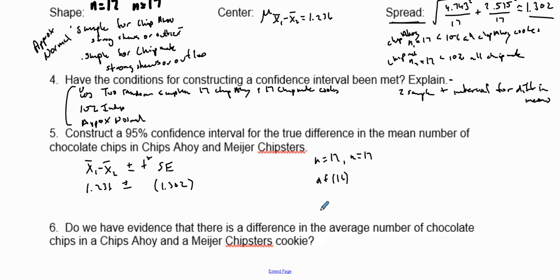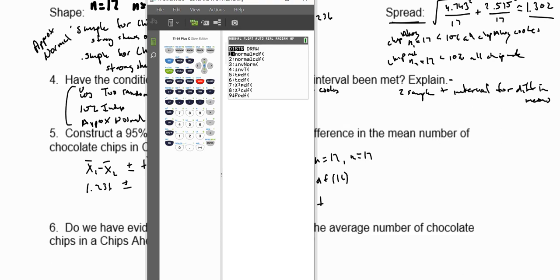If we use our TCDF, all right, not TCDF, but inverse T, invT, we can figure that out. I'm going to get my calculator ready. How you get there, you go second vars. If we go down to our inverse t, we want to find the area. So if you recall, we have our area, which is going to be 0.05, and we're actually dividing that by 2, because that's going to be the half of that area that we're using. We're going to have a degrees of freedom of 16 in this case.